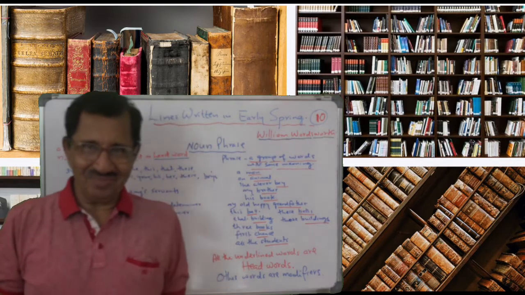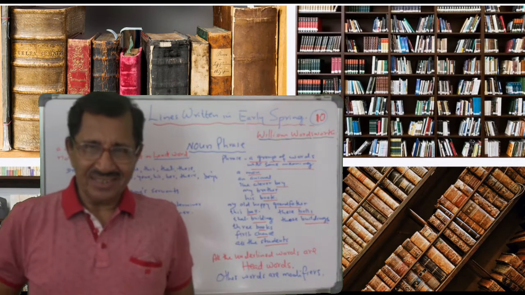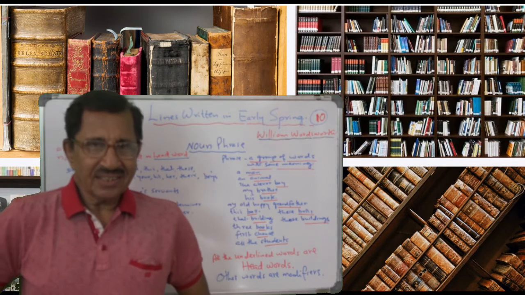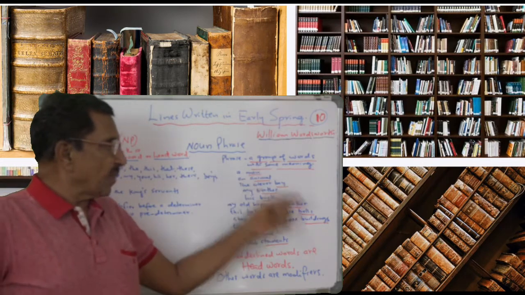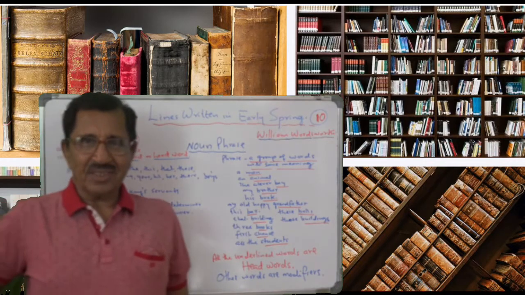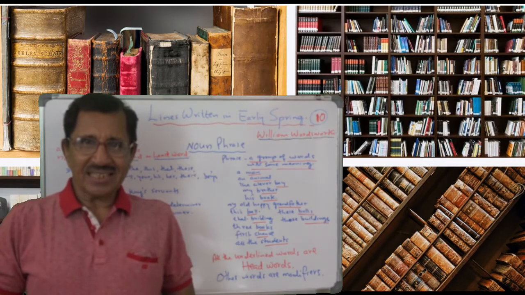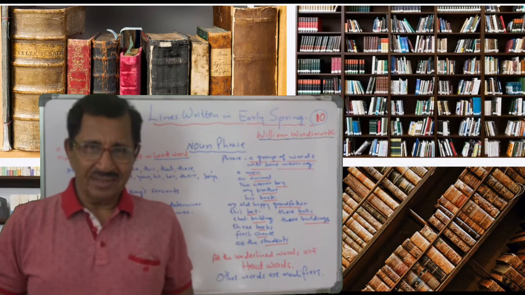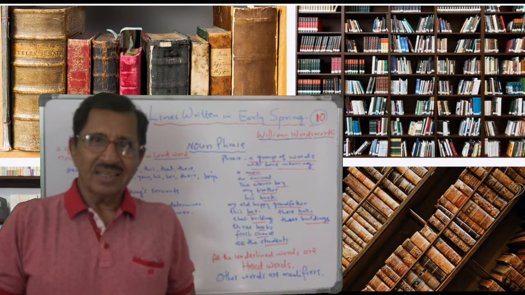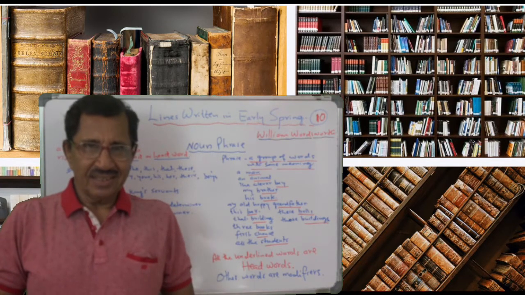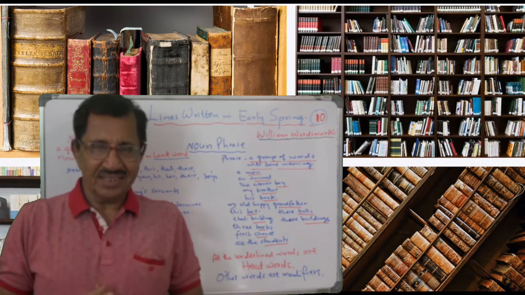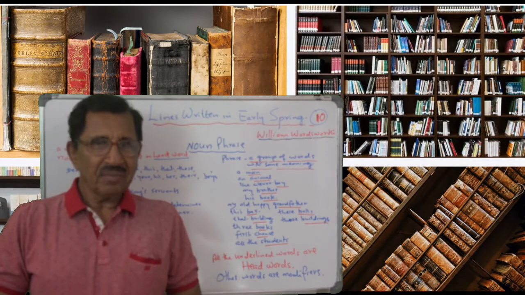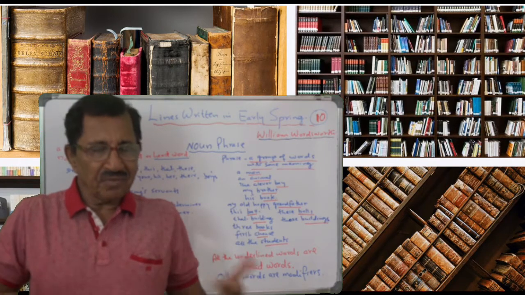Hi friends, today we have noun phrase. What is a phrase? A phrase is a group of words with some meaning. For example, in the sky, on the table, a lovable person, a nice gentleman. So, phrases. What is a noun? A noun is the name of a thing.